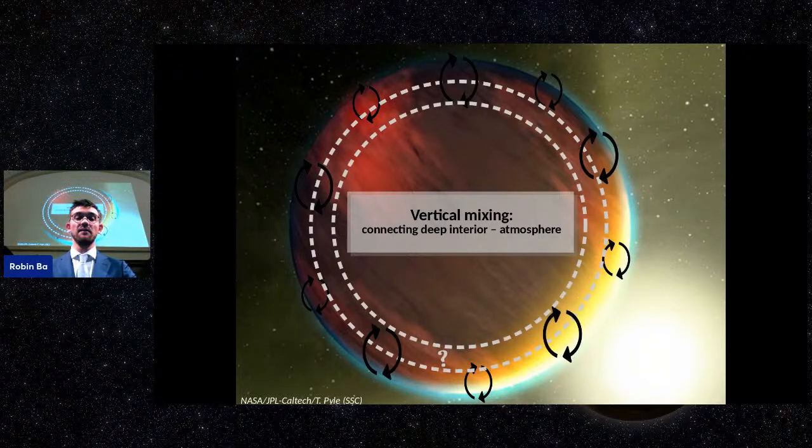An additional problem here is that the vertical mixing efficiency is also not really well constrained. And actually, it can vary by orders of magnitude, maybe even be different on the day side of the planet and the night side of the planet. So this is also a good line for future research.